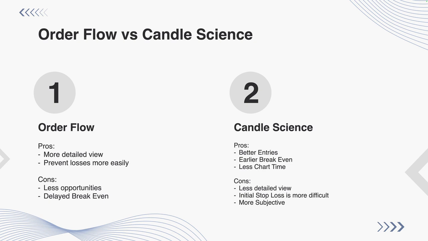Then right here, we have candle signs entries. Again, I have 1 to 2. It's not a hierarchy. There's not one better than the other. For candle signs, we have pros: better entries oftentimes. It's more accurate entries.